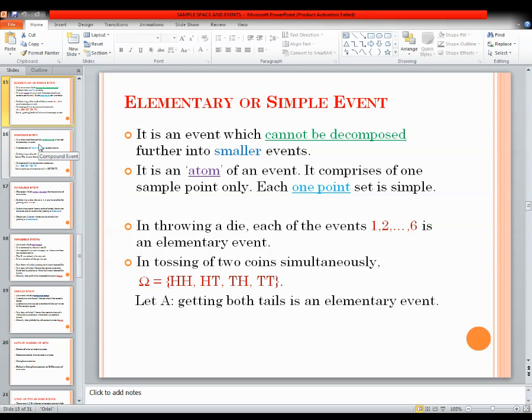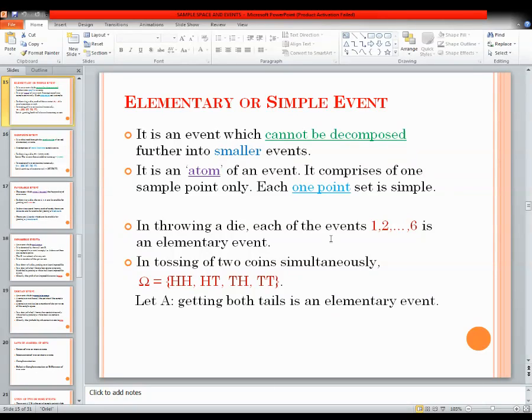So now we can discuss what is meant by elementary or simple event. We have seen in the previous video the definition of event: an event is the result of an experiment. So what is an elementary event? It is an event which cannot be decomposed further into smaller events. Any event which cannot be further decomposed into smaller events is called an elementary event or simple event. It is an atom of an event. It comprises one sample point only, and each one-point set is a simple event.